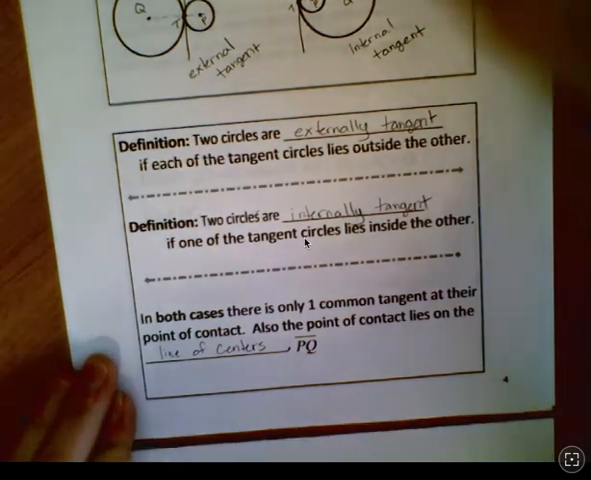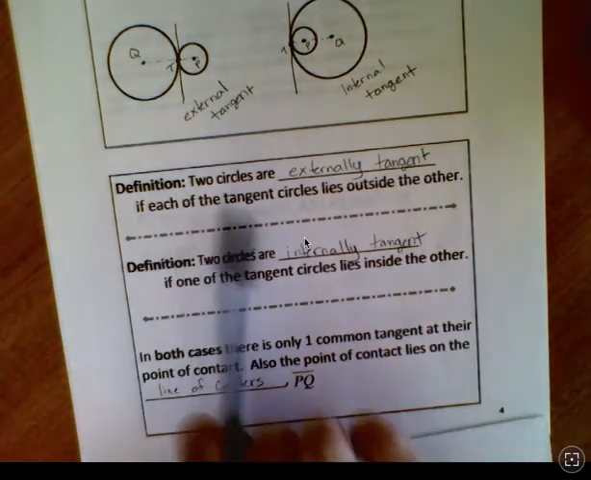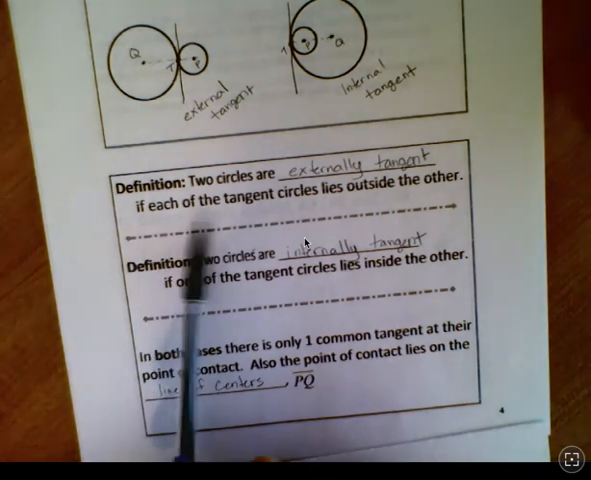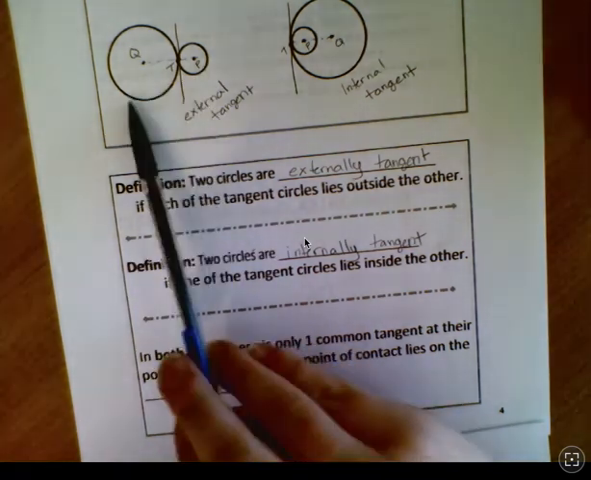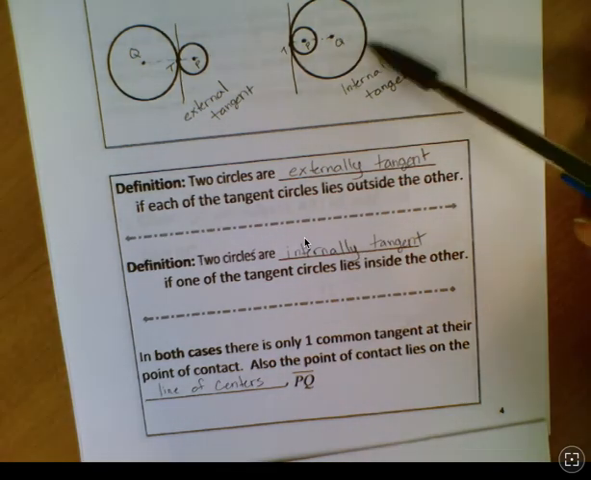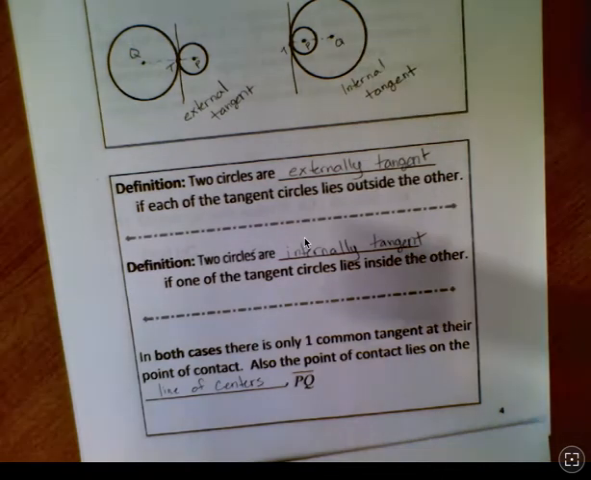So two circles are externally tangent if each of the tangent circles lies outside of each other. So this would be externally tangent. Internally tangent would be this one where one of the circles is inside the other.